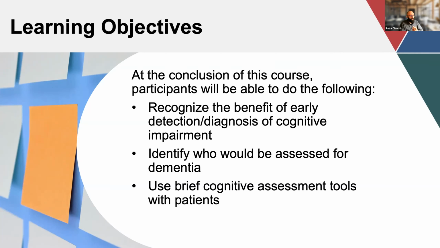So we want to be able to recognize the benefits of that, identify who are the ones that you want to be assessing for dementia or cognitive impairment, and then the use of brief cognitive assessment tools. We'll get into some detail there about what can you do in your locations, whether in the primary care clinic or in a residential setting. What kind of tools can you rely on to detect cognitive impairment?